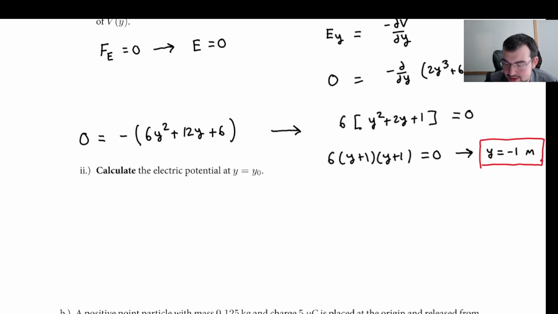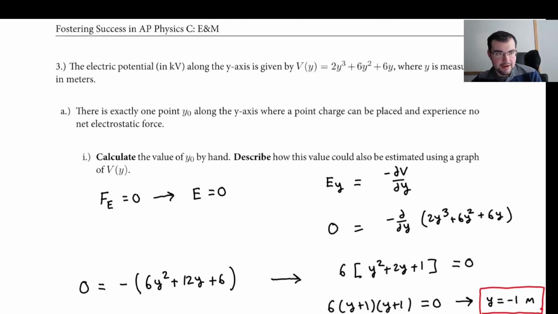And I did also ask, how could you find this if we gave you a graph? Well, if we gave you a graph, you're just going to look for that point on this cubic where there's no slope. And in this case, it would be this plateau right here where there's a flat tangent line.